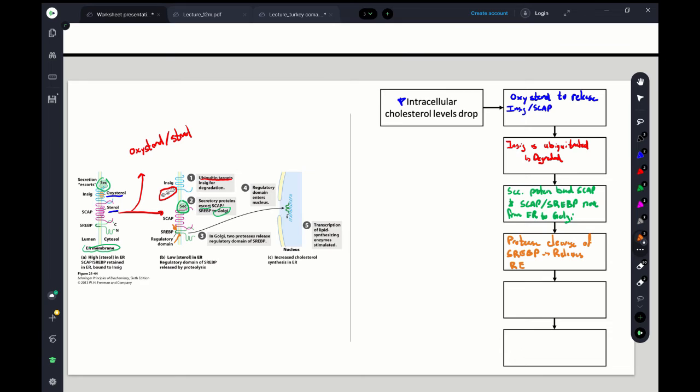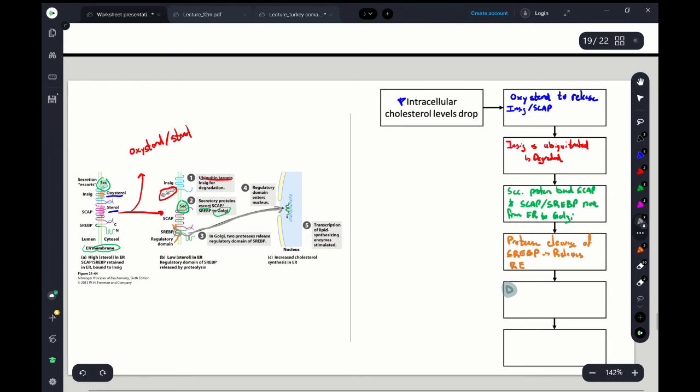Now that regulatory domain, you can kind of see it highlighted here, but this is the regulatory domain. That's going to then diffuse to the nucleus. Let's say RE diffuses to nucleus.